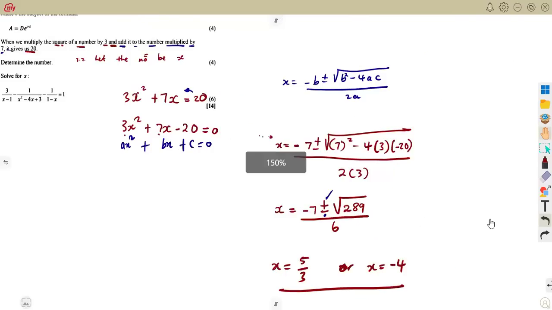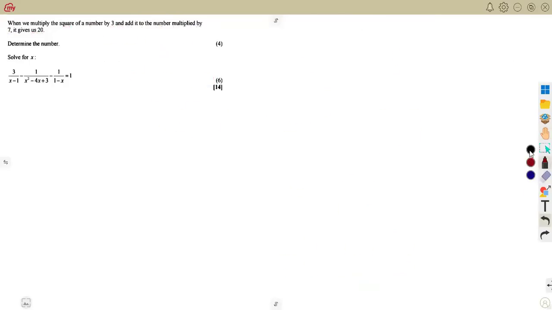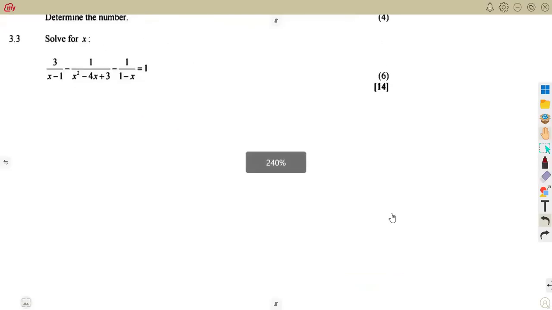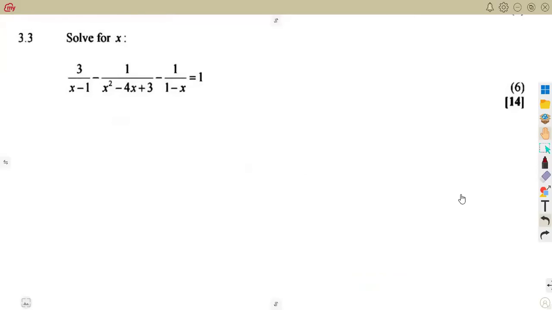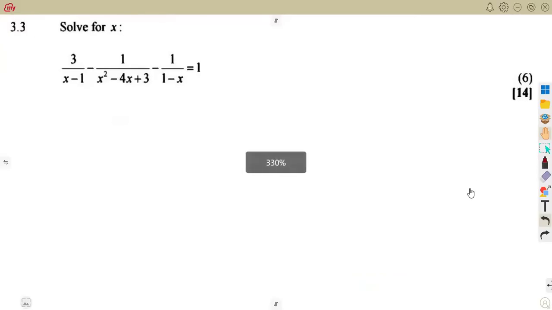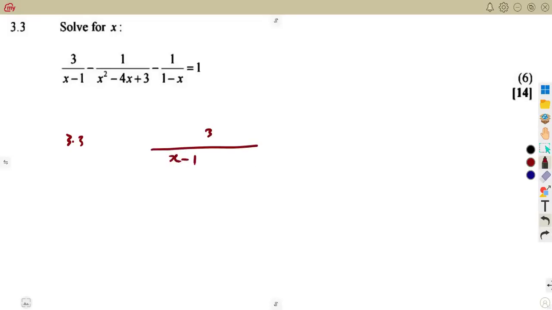So let's revise as many questions as possible, guys, to be important. Another part, we are given: solve for x, algebraic equations. Factorization has to be done. All right, so let's figure out 3 over x minus 1. It is written properly, that one. So I'm just going to write this one: 3 over x minus 1.